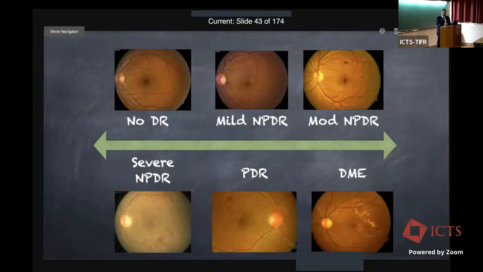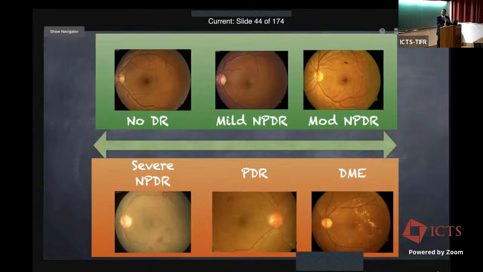So there are stages. I'll not go into detail, but the ones which are green are the ones which don't need any treatment, and the lower ones need an intervention in the form of laser or injection or a surgery.